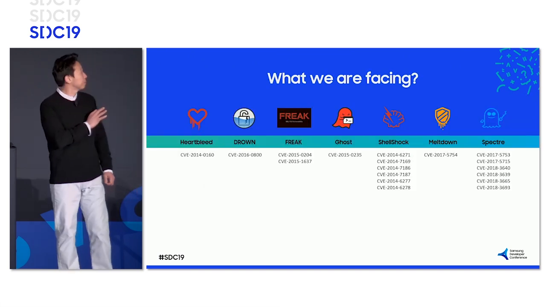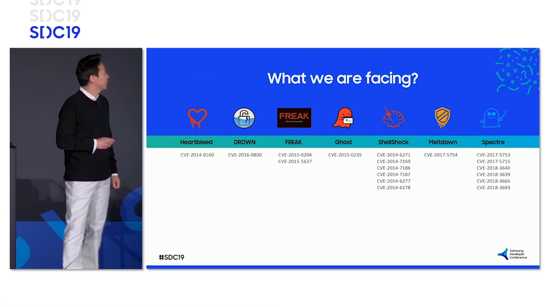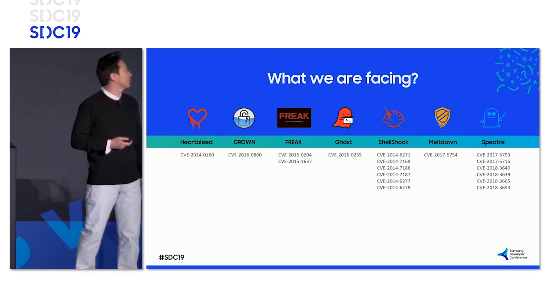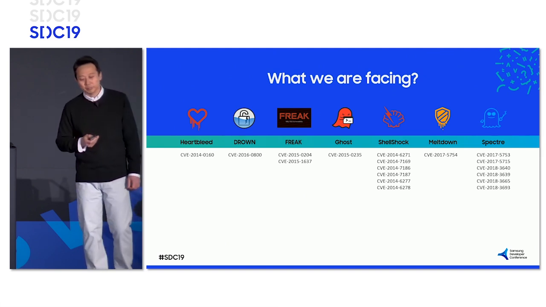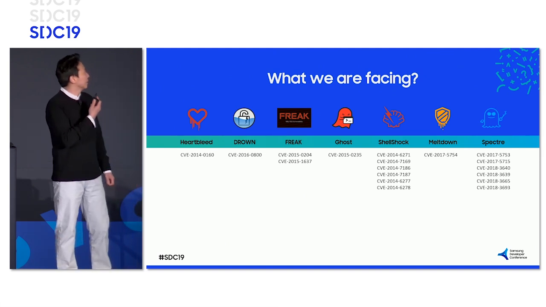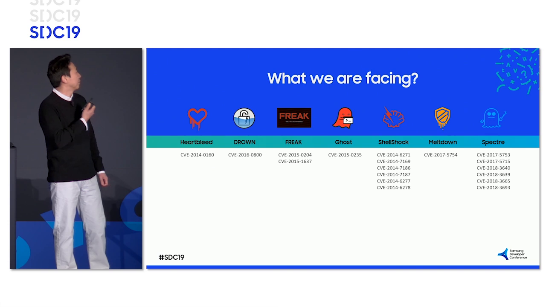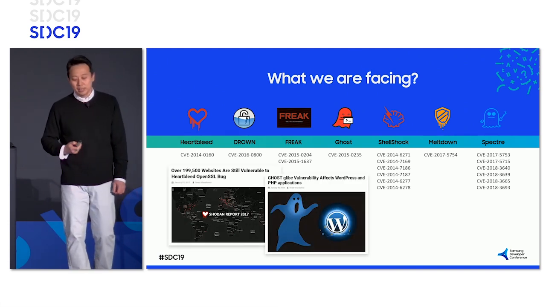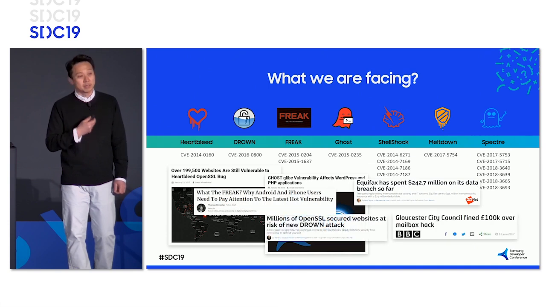These are famous vulnerabilities like Heartbleed, Ghost, Meltdown, Spectre. Each has a name, an icon, and a reported number, and then you can easily check. This gives a direct financial effect to the company.